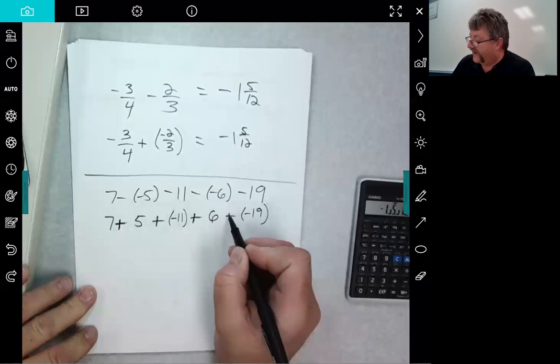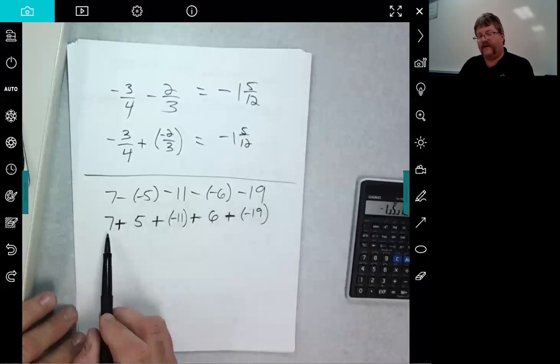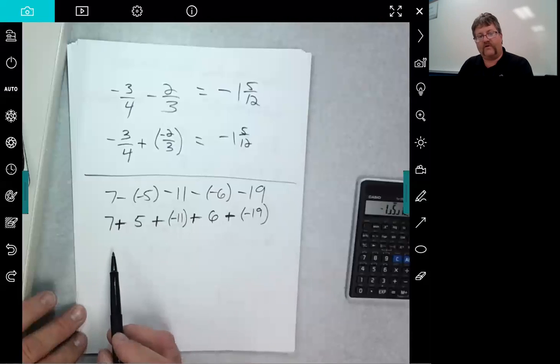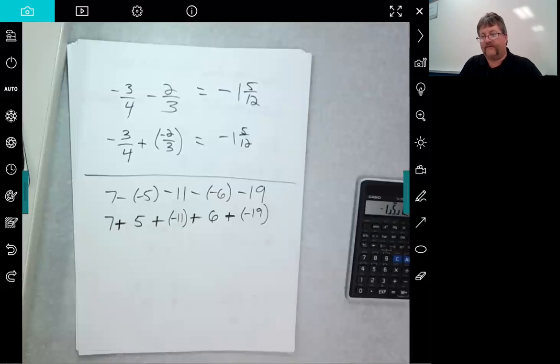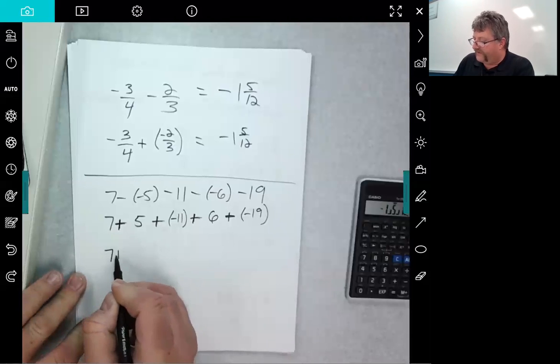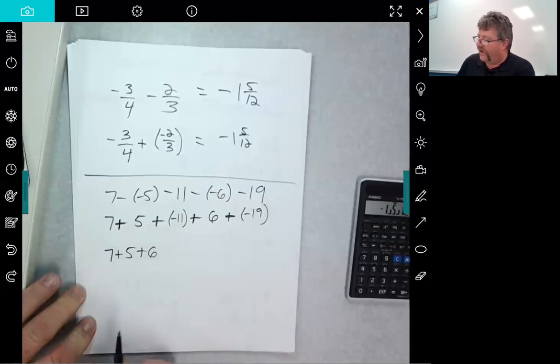Well, I can think up and down the number line. I could sit here and say, go 7 to the right, go 5 more to the right, go 11 to the left, go 6 to the right, go 19 to the left, and I could think my way through it like that. Or with the commutative property, now that it's addition, I could group things together. And some books are going to actually physically write the 7 and the 5 and the 6 side by side.